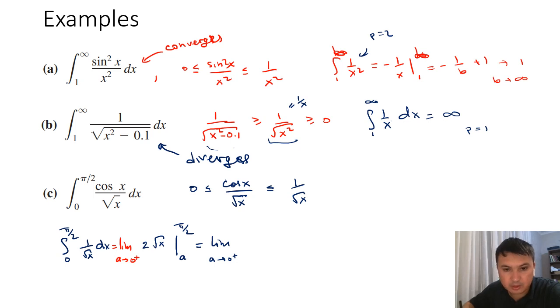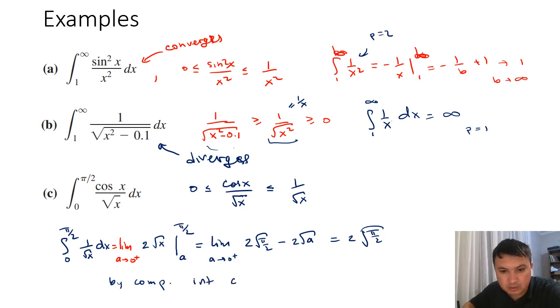So what do we get? At pi half, I get 2 square root of pi half minus 2 square root of a. If a goes to 0, 2 square root of a goes to 0, so this goes to 2 square root of pi over 2, so it converges, right? Hence, this converges, so by comparison, the original integral converges. So we don't know where it converges, but we know that it's at least less than or equal to this quantity that we found.